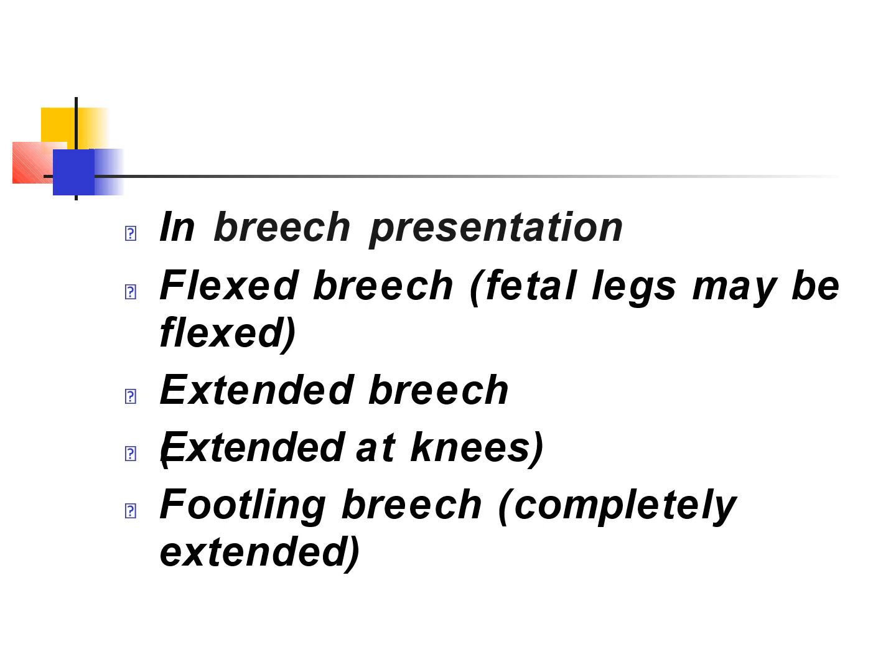And in breech presentation, flexed breech will be there. That is, the fetal legs will be fully flexed. That is, the thigh will be flexed towards the abdomen and legs will be flexed towards the thighs. That is, knees also will be flexed and hip joint also will be fully flexed. That is known as flexed breech. And extended breech means in that case the knees will be extended but the hips will be flexed towards the abdomen. And another one is footling breech. In that case both hips and knees will be fully extended.